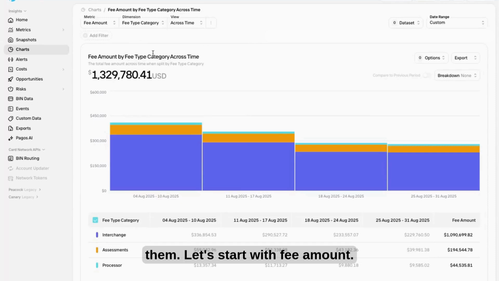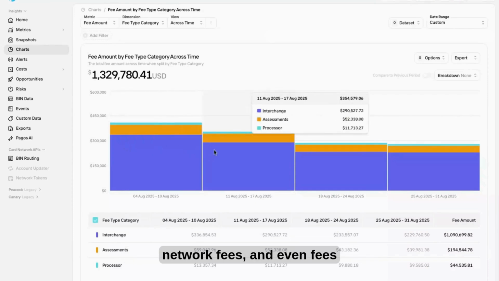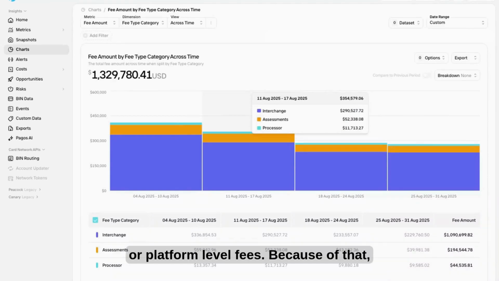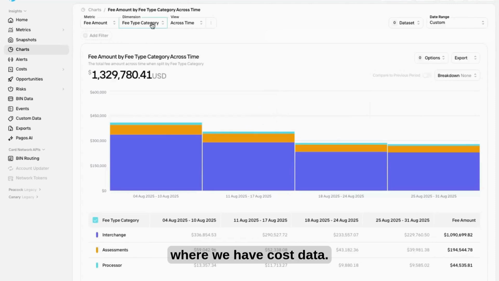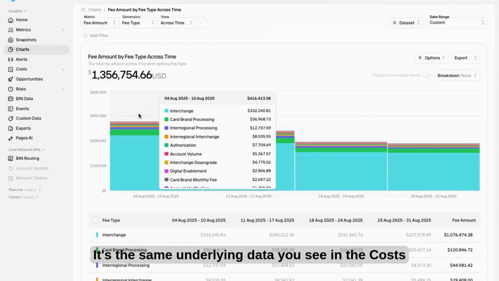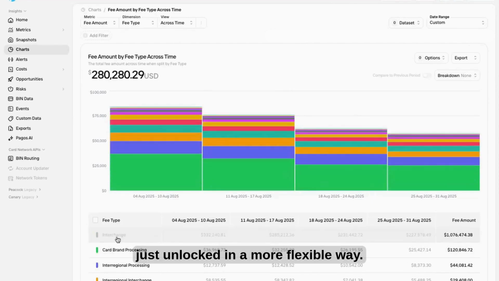Let's start with fee amount. Fee amount gives you a complete view of your cost. It includes all fee types: processor fees, network fees, and even fees that aren't tied to individual transactions like monthly or platform level fees. Because of that, fee amount works across all supported processors where we have cost data. It's the same underlying data you see in the cost dashboard, just unlocked in a more flexible way.